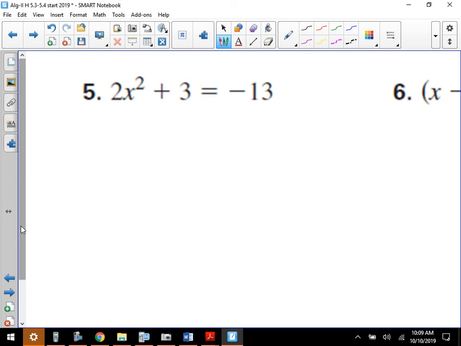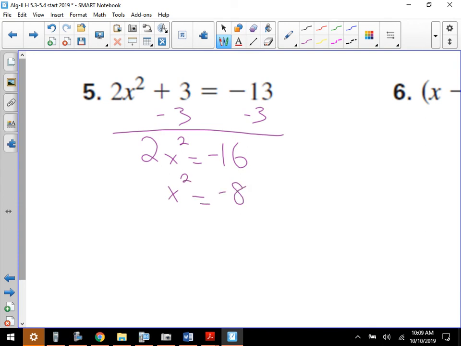2x squared plus 3 is negative 13. All right? What do you do first? Subtract 3. Good. So I subtract 3 just like we did before. So I have 2x squared equals negative 16. Now what? Divide by 2. X squared is now negative 8. Now what? X equals i root 8.